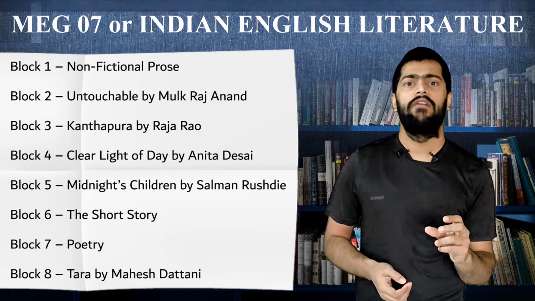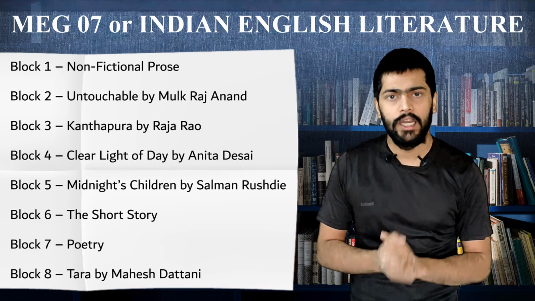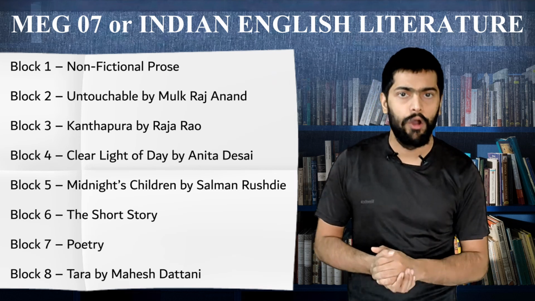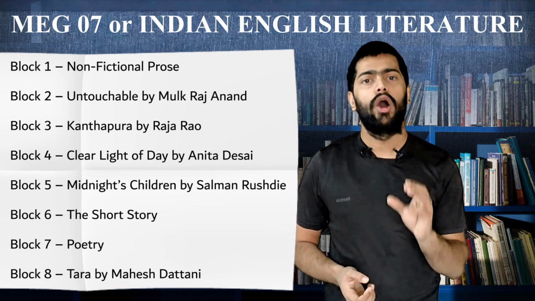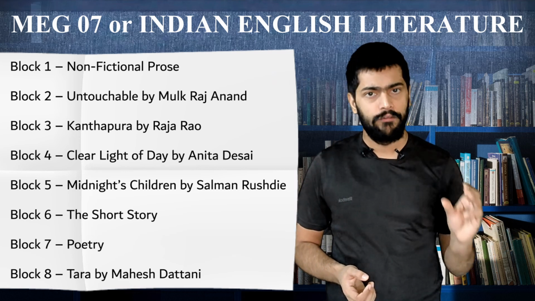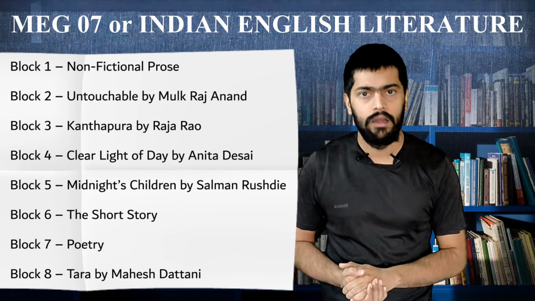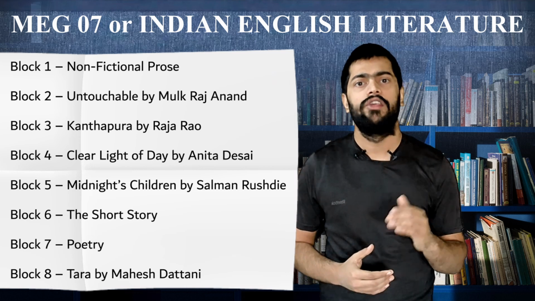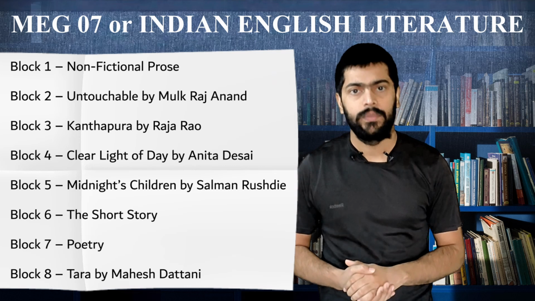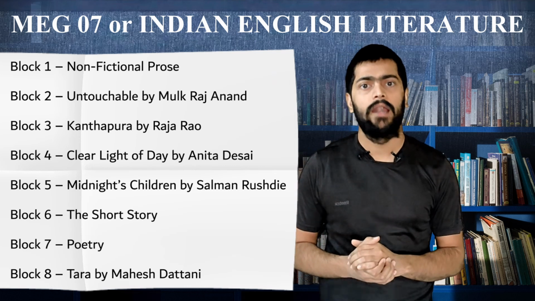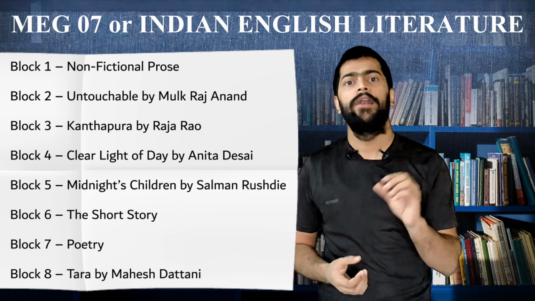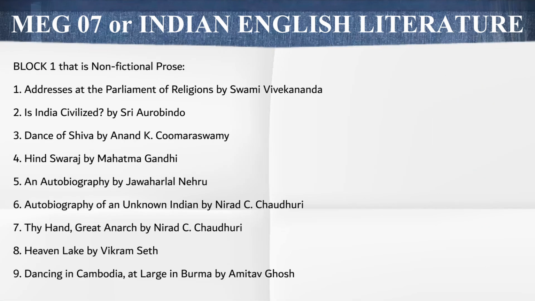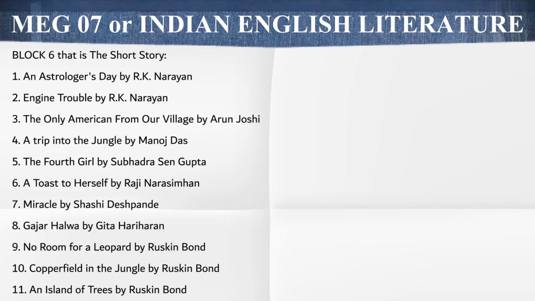Blocks 1, 6 and 7 are quite extensive because they require you to delve into a plethora of prose, poetry and short stories. On the other hand, blocks 2, 3, 4 and 5 consist of Indian English novels and block 8 features an Indian English play. Now let's take a close look at blocks 1, 6 and 7 to discover what exactly you have to read in those blocks. You can pause the video here to have a careful look.